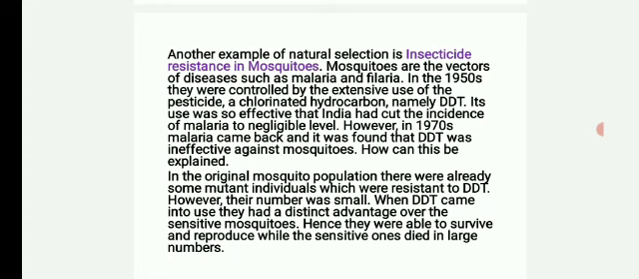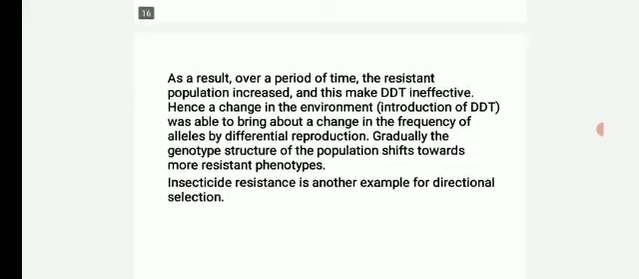In the original mosquito population, there were already some mutant individuals which were resistant to DDT. However, their number was small. When DDT came into use, they had a distinct advantage over the sensitive mosquitoes. Hence, they were able to survive and reproduce while the sensitive ones died in large numbers. As a result, over a period of time, the resistant population increased and this made DDT ineffective.